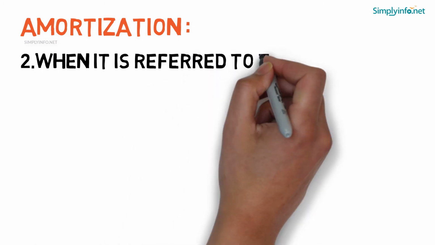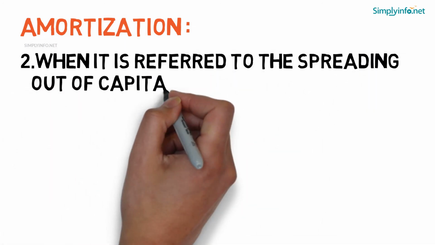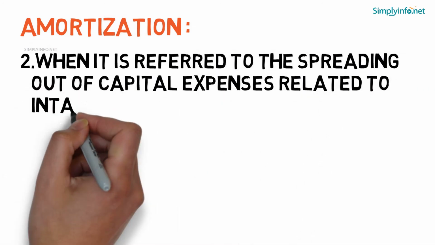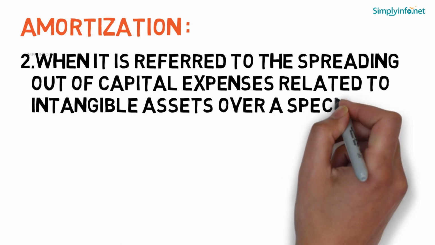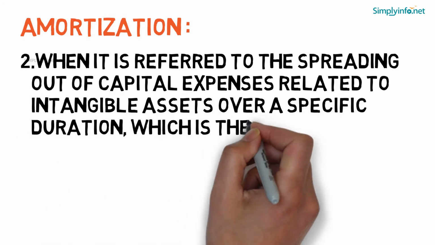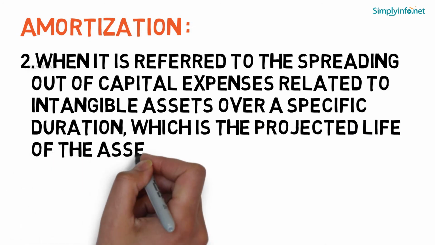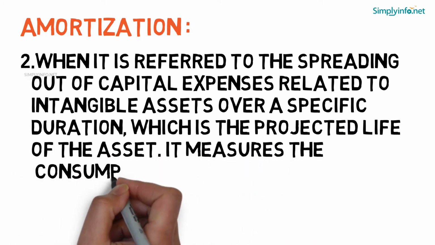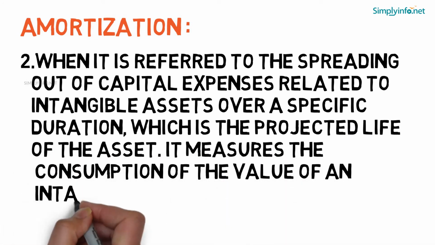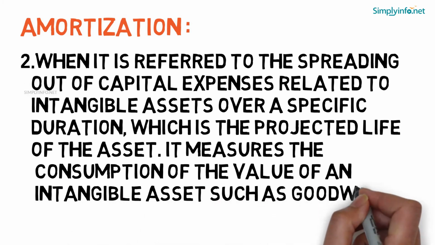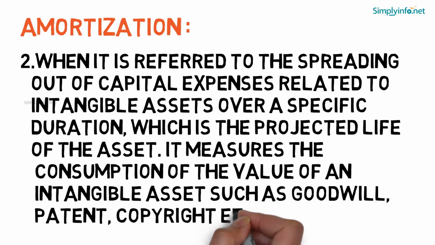The second situation is when it refers to the spreading out of capital expenses related to intangible assets over a specific duration, which is the projected life of the asset. It measures the consumption of the value of an intangible asset such as goodwill, patent, copyright, etc.